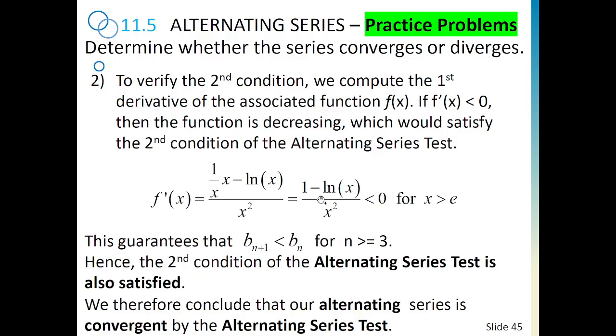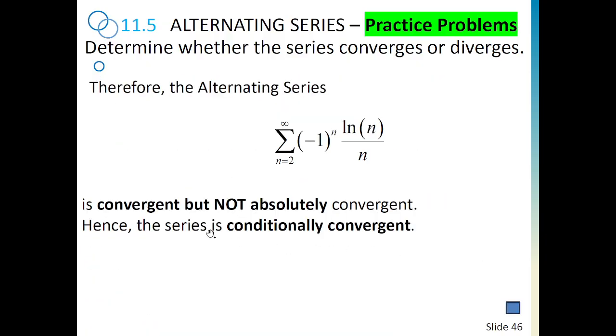The denominator is positive. When is this negative? When ln x is bigger than 1. That happens when x is bigger than e. So essentially, for n bigger than 3, our general term will be decreasing. So by the alternating series test, we can conclude that this series is convergent, but we know it is not absolutely convergent. Therefore, we can say that this alternating series is conditionally convergent.